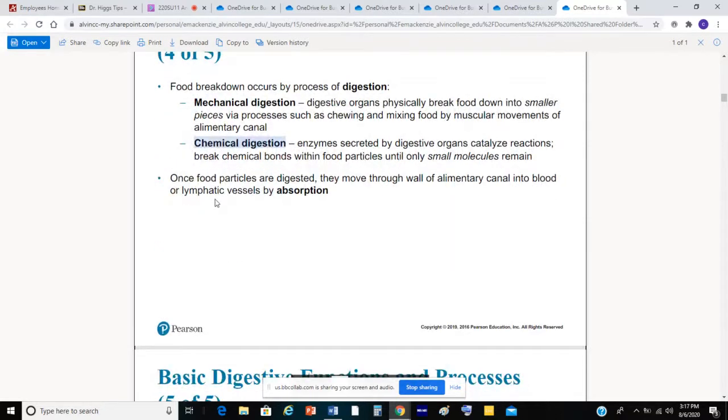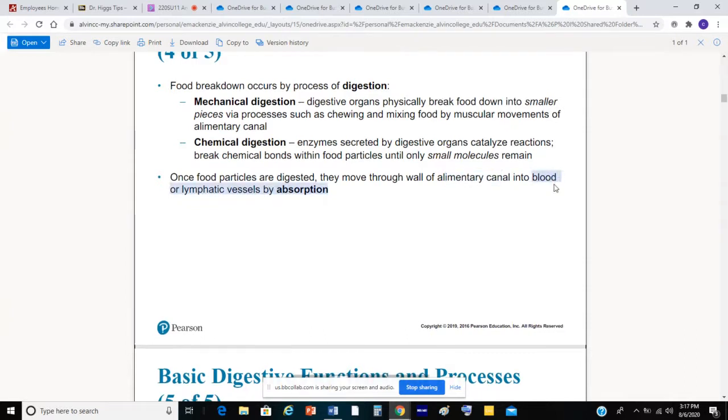Breaking food down, you're breaking it down so it's tiny enough to fit into your blood vessels, so that it's tiny enough to do another type of function, absorption. Absorption is just you taking your nutrients from your digestive tract and putting it into the bloodstream. That's it.